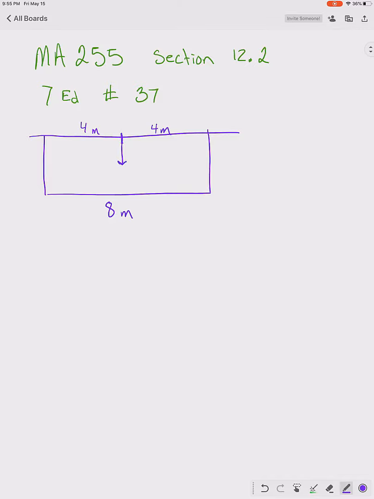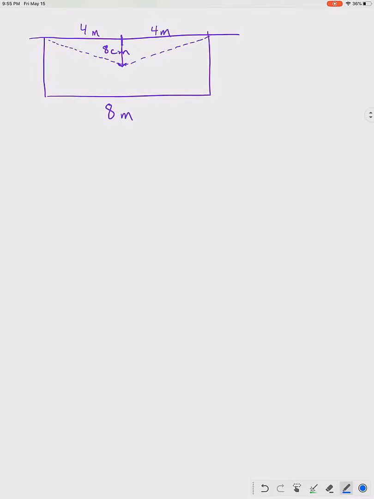is being hung, and the clothesline then bows, and it bows 8 centimeters. And we're asked to find what is the tension on the clothesline.